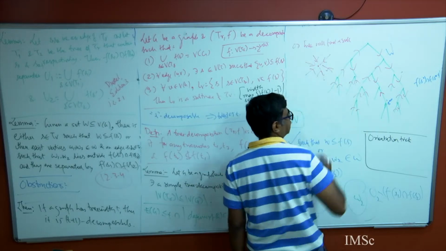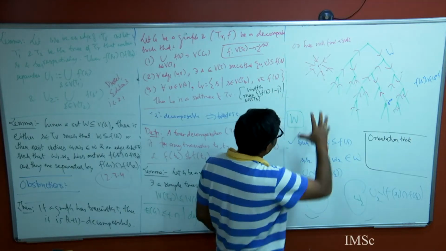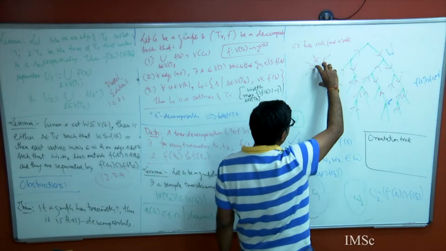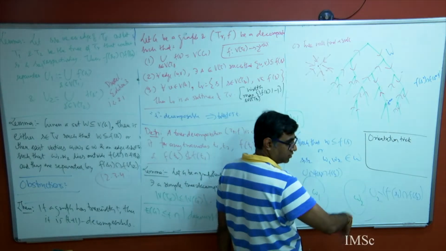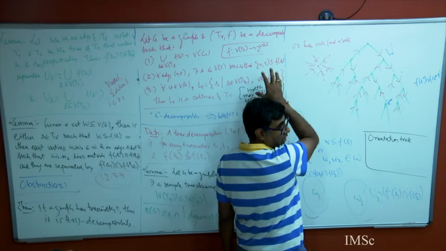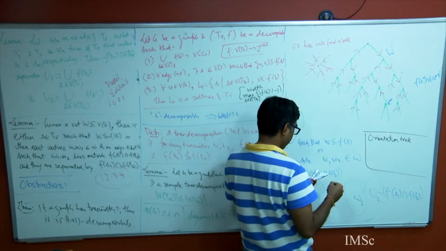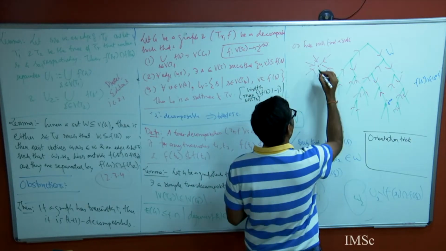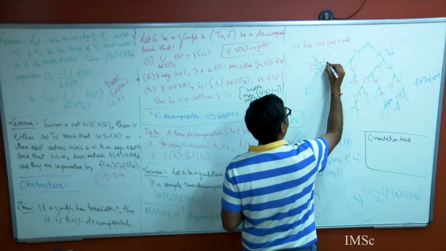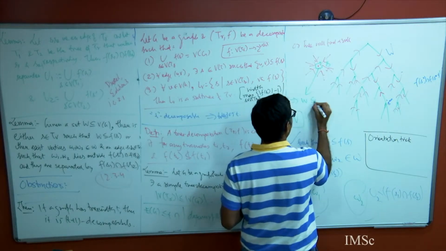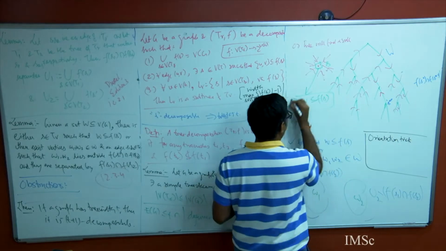What is the meaning of this? It tells us all of W is contained inside, after I delete this edge, this side. This edge tells me it is contained inside this, which basically means it is contained inside here. So if this is S, this implies W is a subset of F_S. That's it.